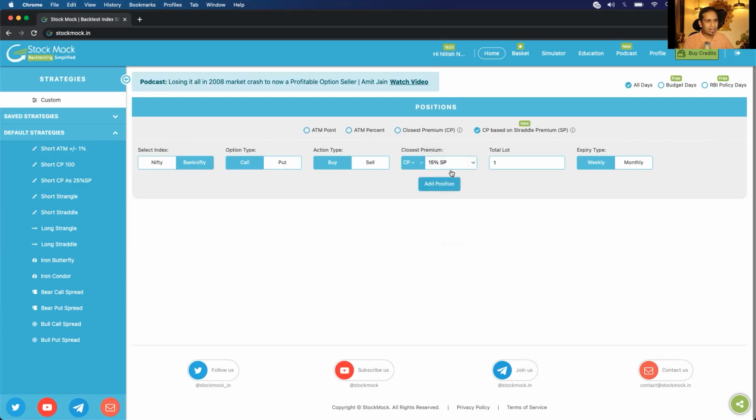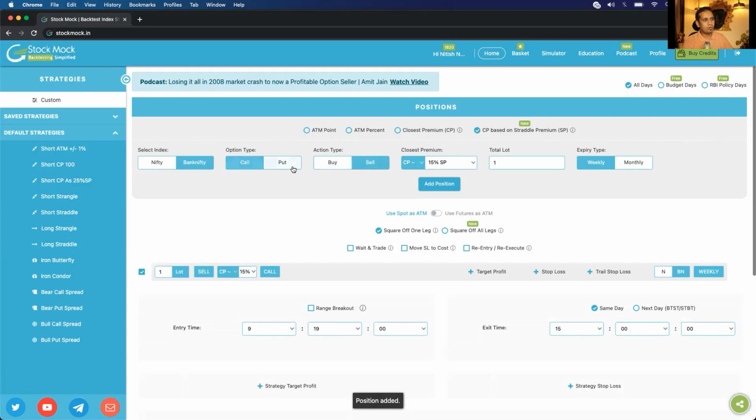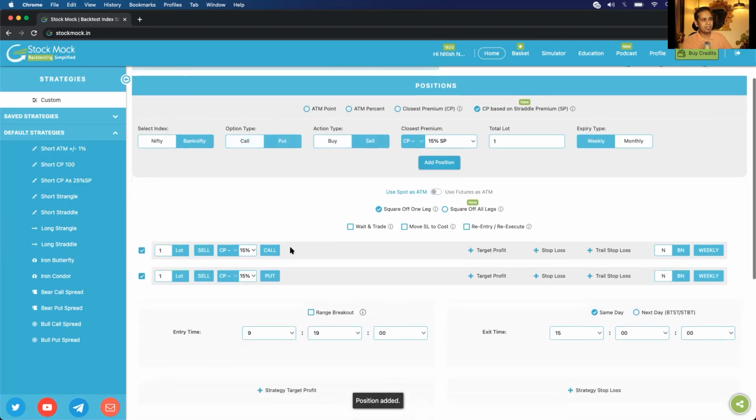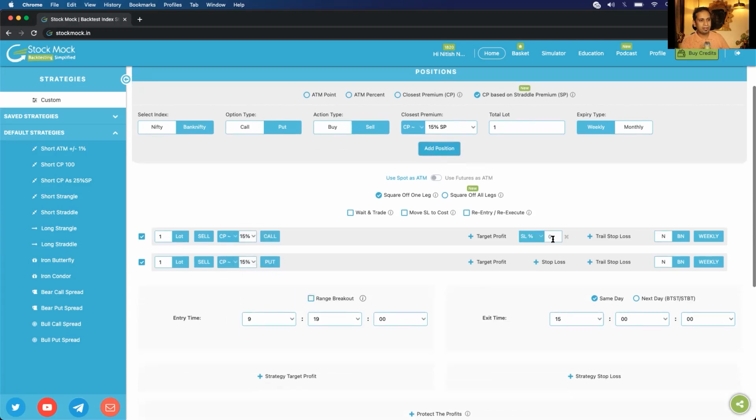So let's try one logic, which is, let's say I want to do Bank Nifty call sell closest premium, and I want to put sell closest premium, which is 15% of straddle premium, let's say. So it means my price, let's say, is 500 rupees at any given point in time. So I want to sell the call, which is 15% of 500. And same put 15% of this thing. I'm just taking a random example and I'm taking my favorite time, 9:19.